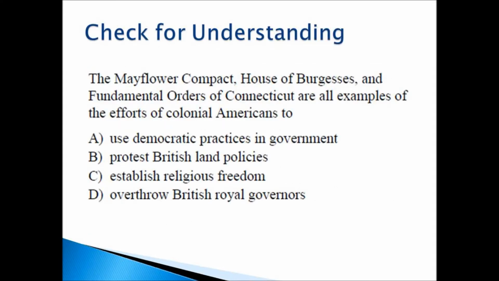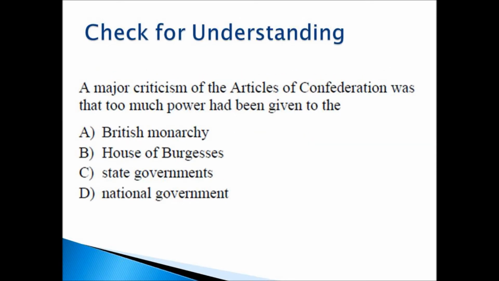The Mayflower Compact, House of Burgesses, and Fundamental Orders of Connecticut are all examples of the efforts of colonial Americans to A. Use democratic practices in government, B. Protest British land policies, C. Establish religious freedom, or D. Overthrow British royal governors. And our second check for understanding. A major criticism of the Articles of Confederation was that too much power had been given to the A. British monarchy, B. House of Burgesses, C. State governments, or D. National governments.